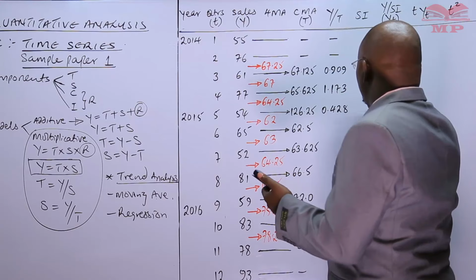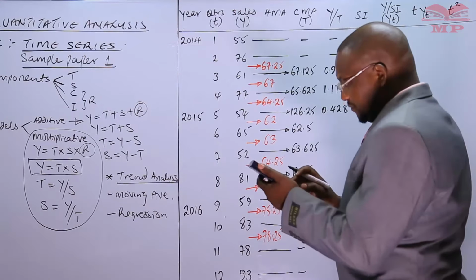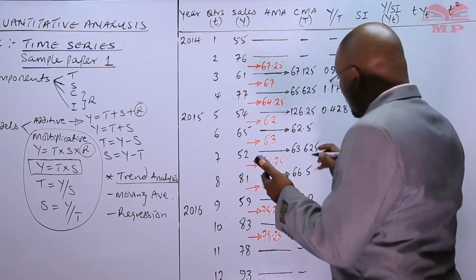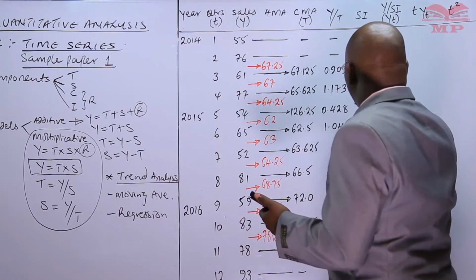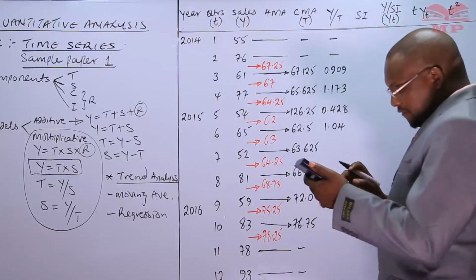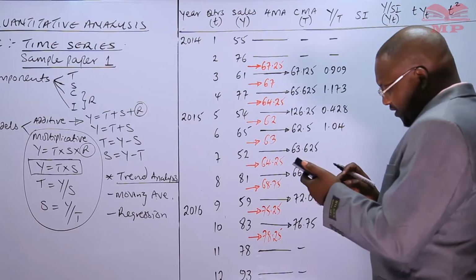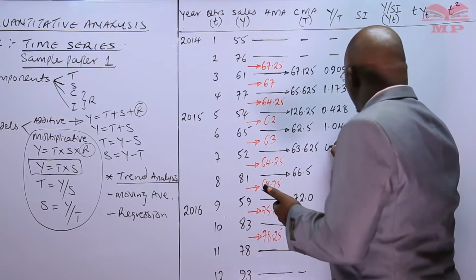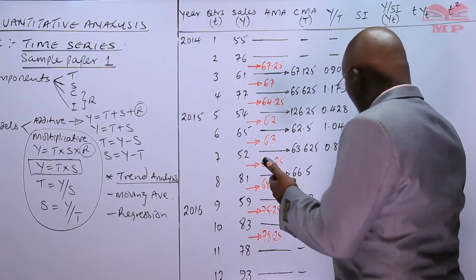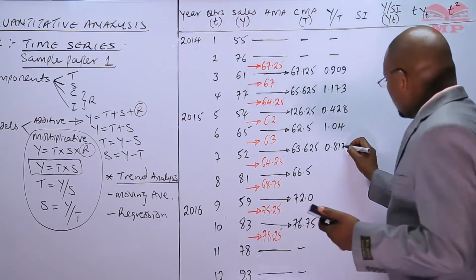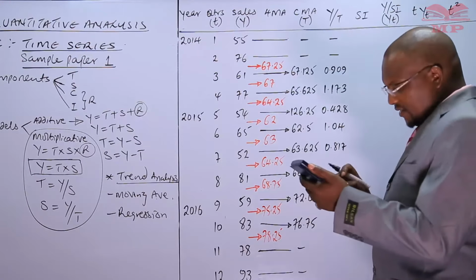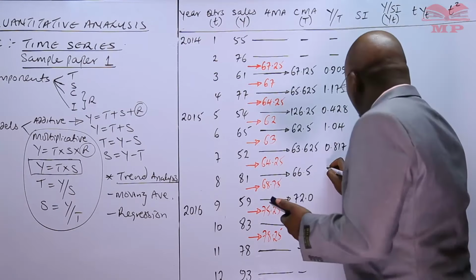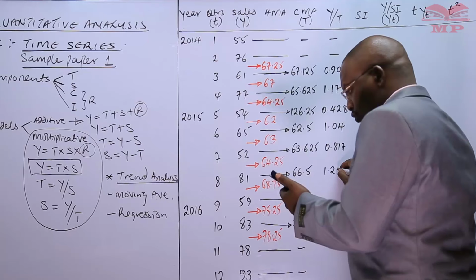0.428. 65 divided by 62.5, this is 1.04. 52 divided by 63.625, this is 0.817. Then 81 divided by 66.5, this is giving us 1.218.